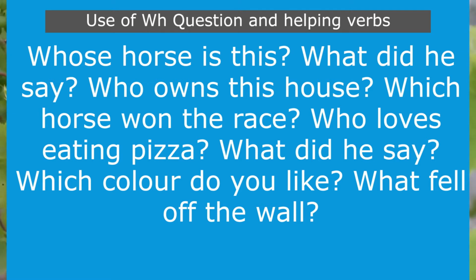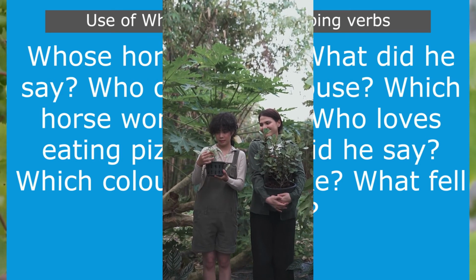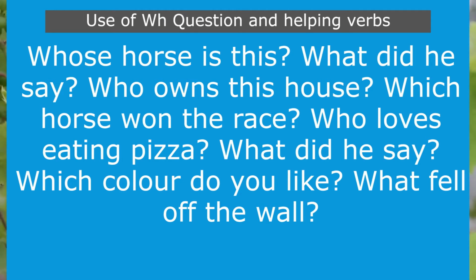Whose pen is this? Whose horse is this? Who owns this car? Who owns this house? Who owns this land? Who owns this building? Whose bag is this? Whose is used for possession, meaning to whom the bag, the house, the land, the horse belongs. We use WH questions to ask for information, and the answer to WH questions is never yes or no. The answer is information. We have to give information when WH questions are used.